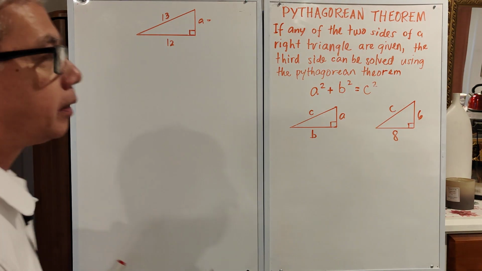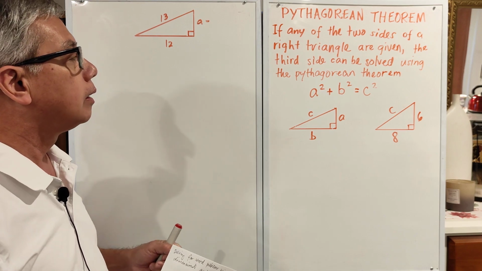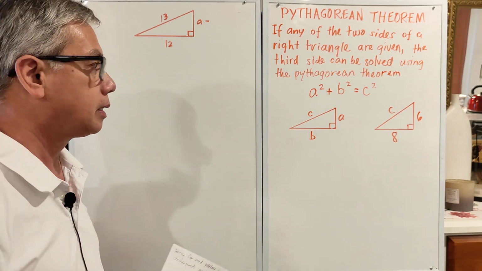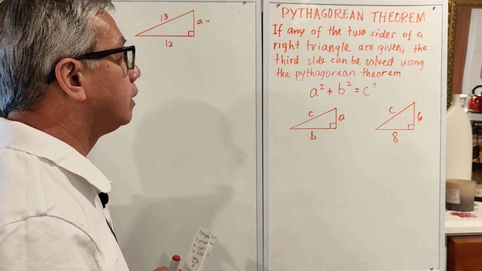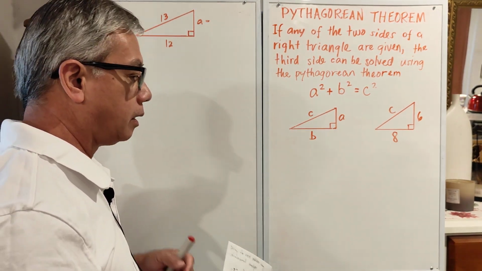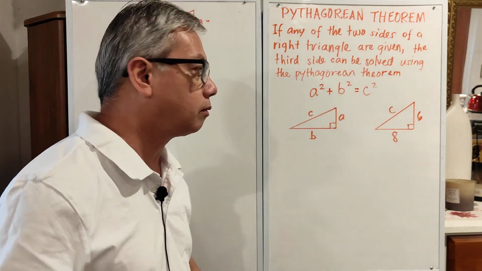We will be discussing the Pythagorean Theorem, uses of the Pythagorean Theorem, and the Pythagorean Triples. If any two sides of a right triangle are given, the third side can be solved using the Pythagorean Theorem: a squared plus b squared is equal to c squared.